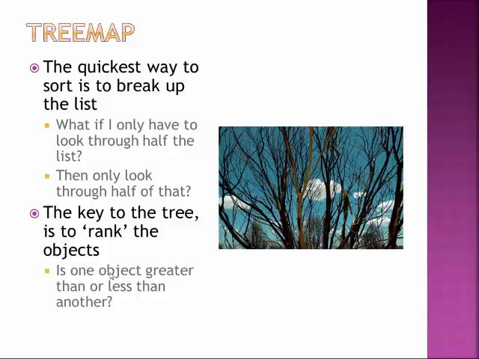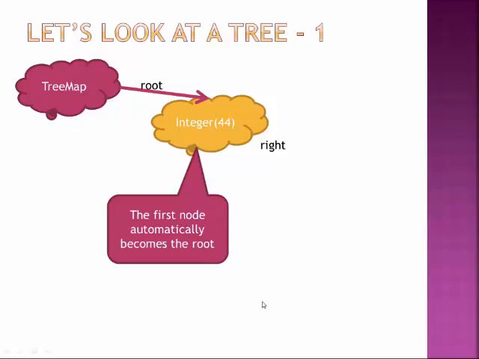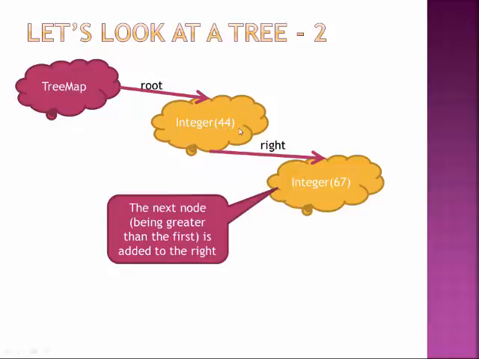But in order to do that, we have to decide which object is greater than or less than some other object, which is a bit of an arbitrary decision. So the way this structures then is we look at a tree. We start with this tree map object. And the first object that goes in the tree map becomes the root object inside of there. So in this case, let's say we're putting numbers inside of there. Keeps it easy. So we put the number 44 inside of there. That becomes the root of the tree.